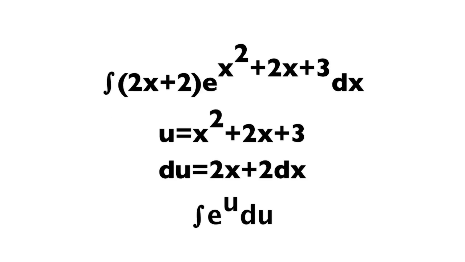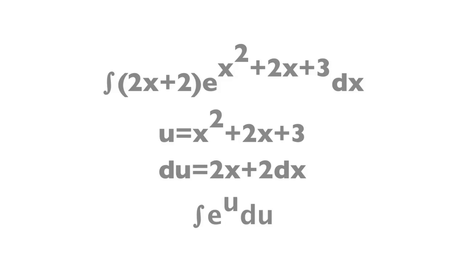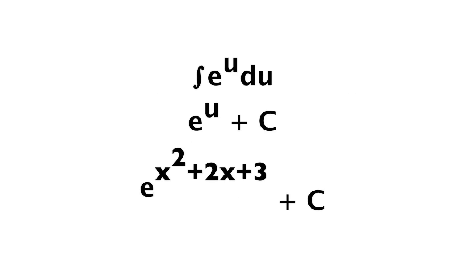Now if you plug in u and du, you will get the integral of e to the u du. The antiderivative of e to the u is e to the u, so the answer would be e to the u plus c. Plug in the original value of u into your answer and you will get e to the x squared plus 2x plus 3 plus c.